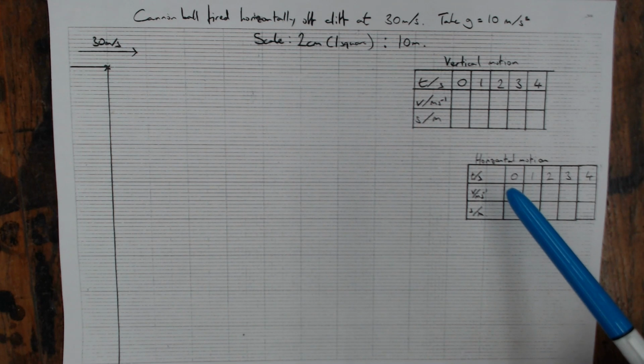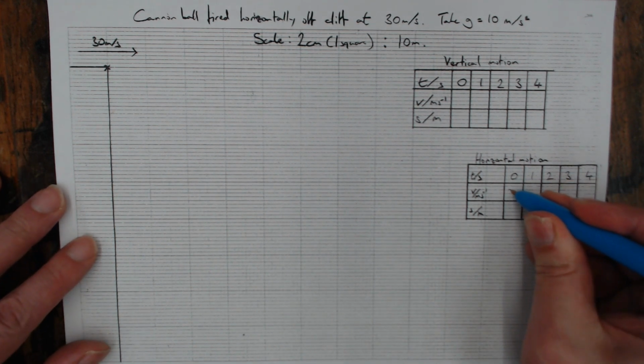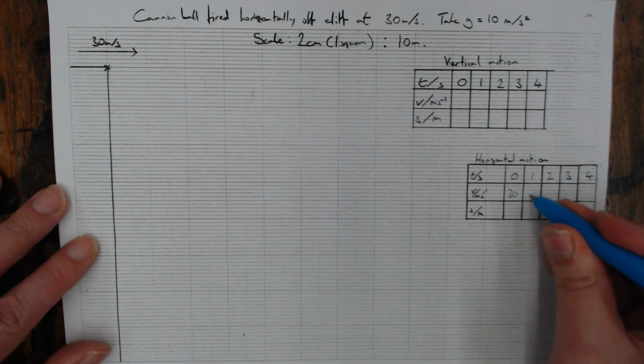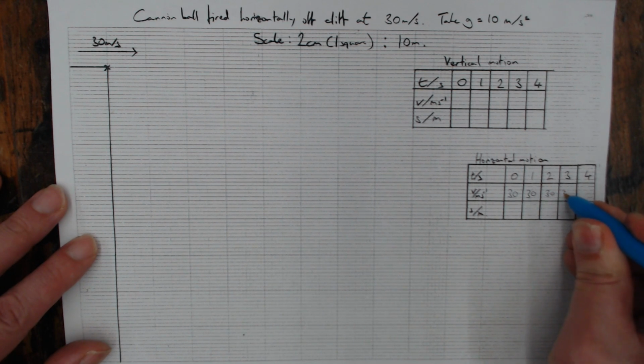Let's do the horizontal motion first, because that's the easy one. How fast is the cannonball going horizontally? Well, it starts with a velocity of 30 meters per second, so I can write 30 in there. And then what goes in the other boxes? Well, there's no air resistance force acting, so there's no reason for that velocity to change. I just write 30, 30, 30, 30, 30.